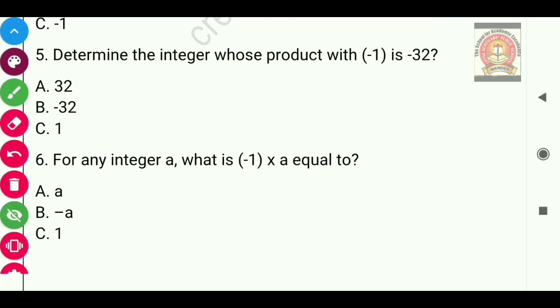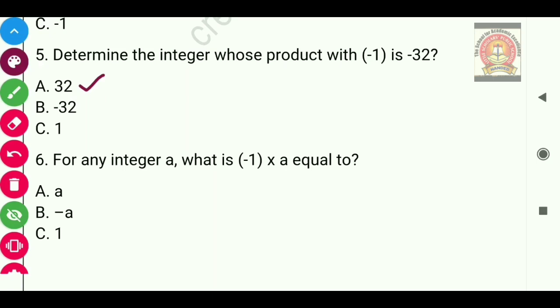Moving to the next question. Determine the integer whose product with minus 1 is minus 32. You can go from the options: 32, minus of 32, 1. Here we want a product with minus 1 that gives minus of 32. Means I want to multiply a number with minus 1 so that the result is minus 32. So I am going to multiply it with positive 32. In that case only I am going to get a product minus of 32.